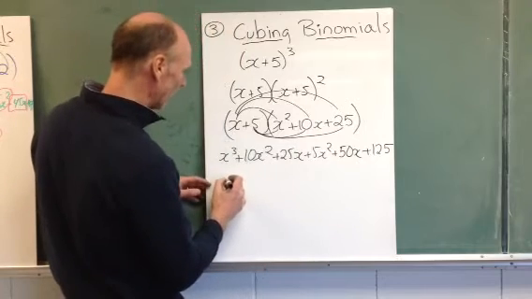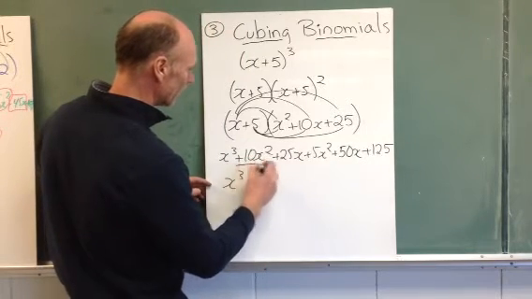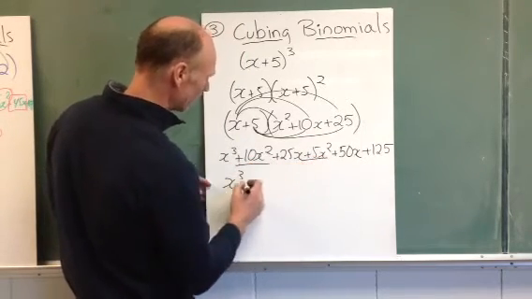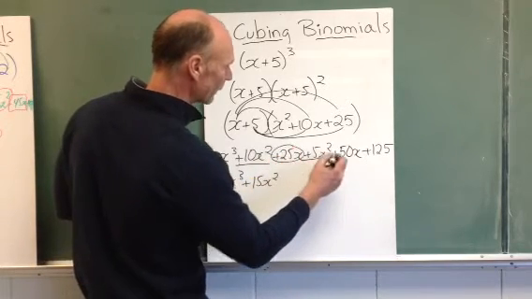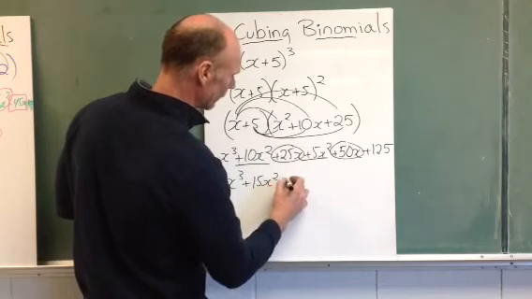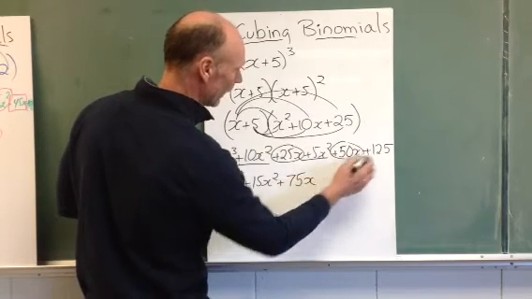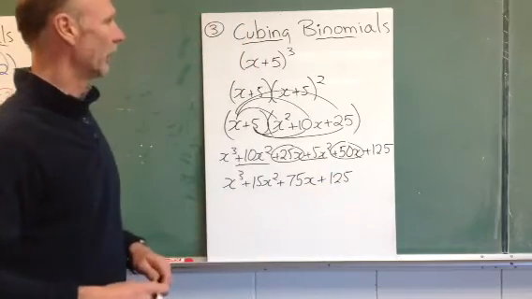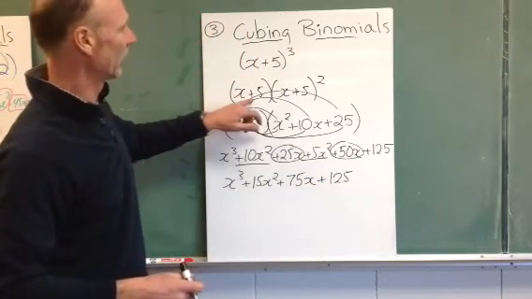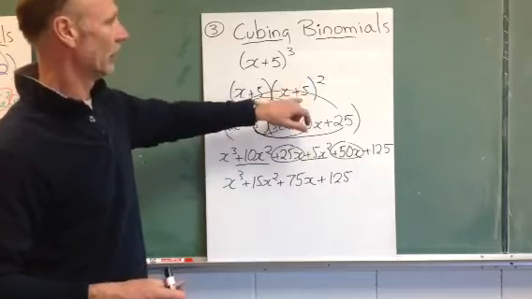Okay, now when I simplify, I have x cubed, 10x squareds and 5x squareds is positive 15x squareds. Positive 25x's and positive 50x's, positive 75x's, and plus 125. Done. So that's cubing a binomial. My suggestion again is to make it a binomial times the same binomial squared.